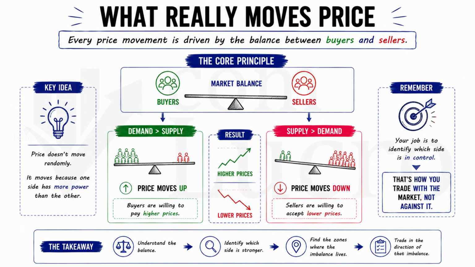Before a single zone can mean anything, you have to see what is really moving price. In the market, every price movement is driven by the balance between buyers and sellers. When demand is greater than supply, price moves up because buyers are willing to pay higher prices. When supply is greater than demand, price moves down because sellers are willing to accept lower prices.